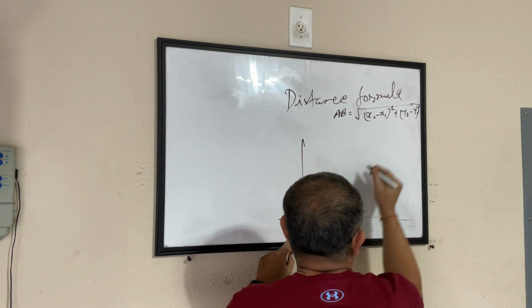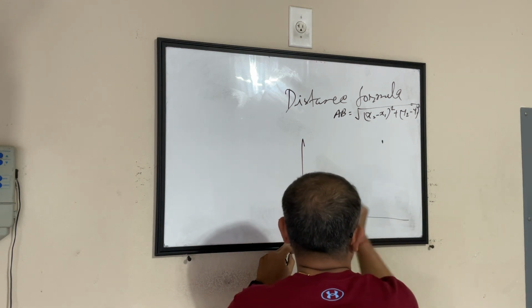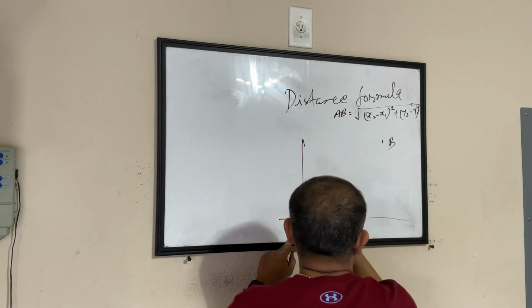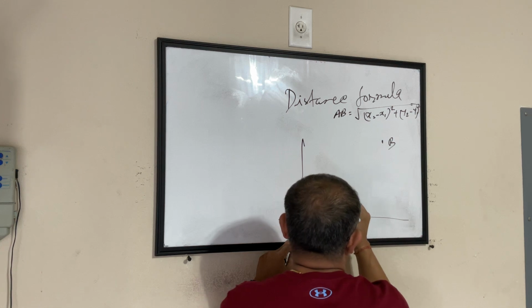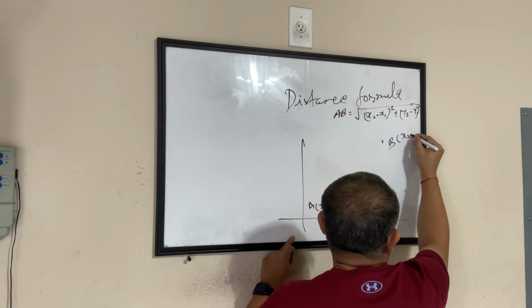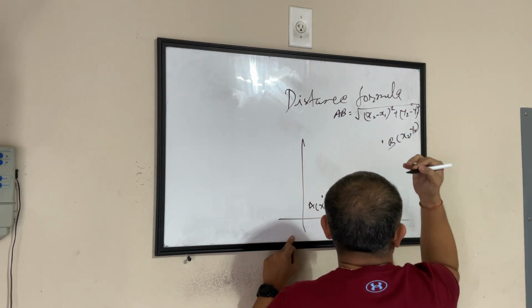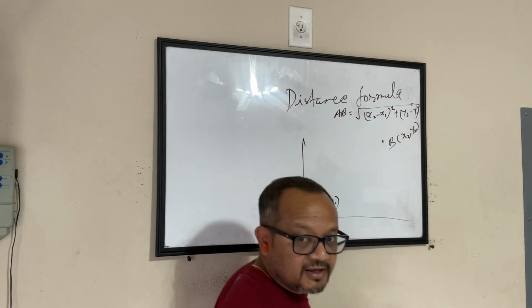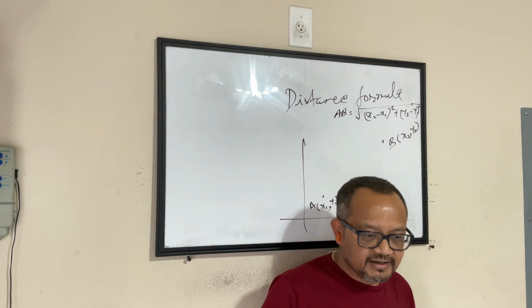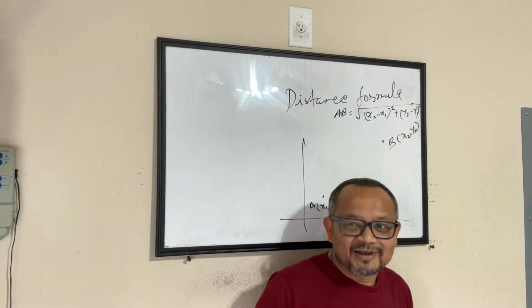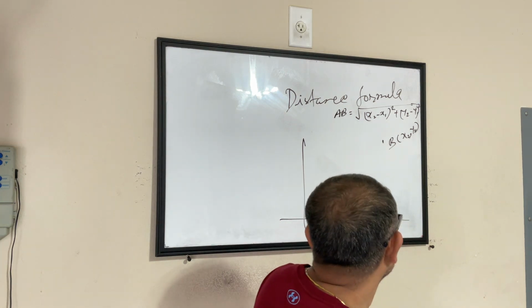If I have 2 points, let's say A and B, with coordinates x1, y1, x2, y2, guys, Rudraksh and Sivakeswar, I can still hear you guys.